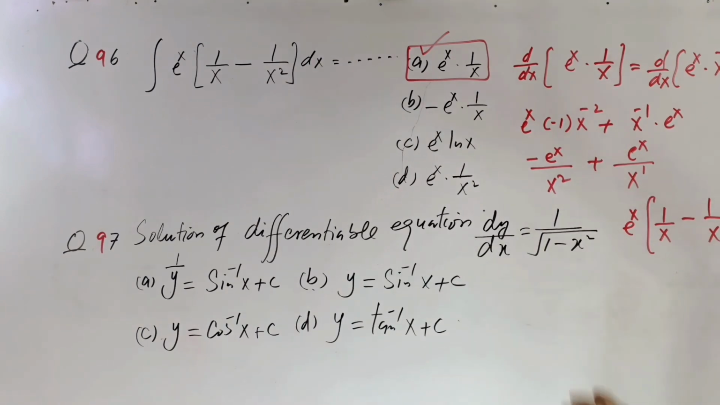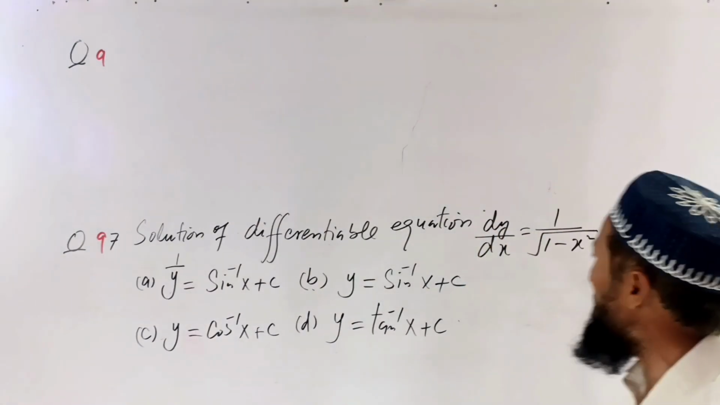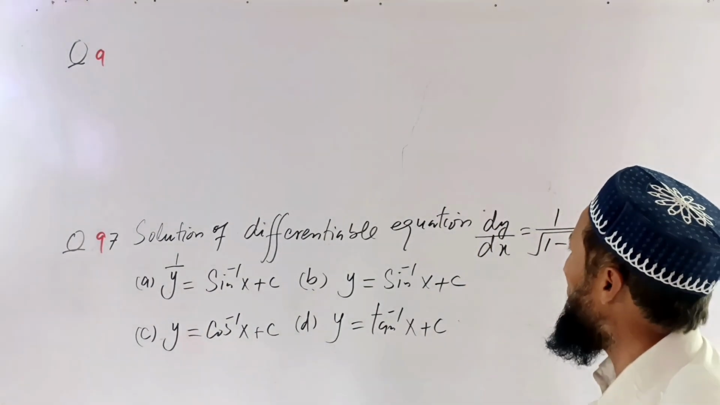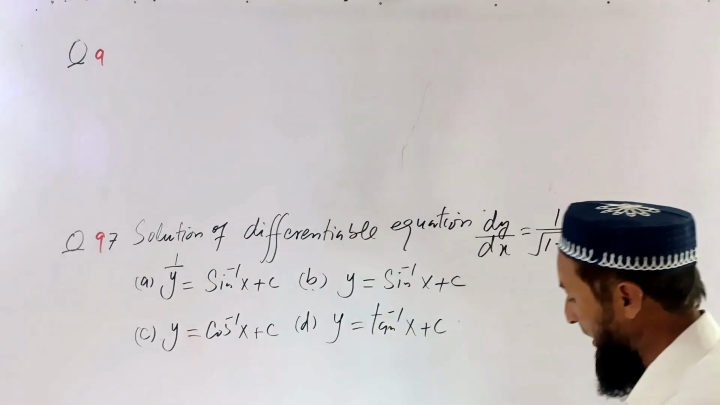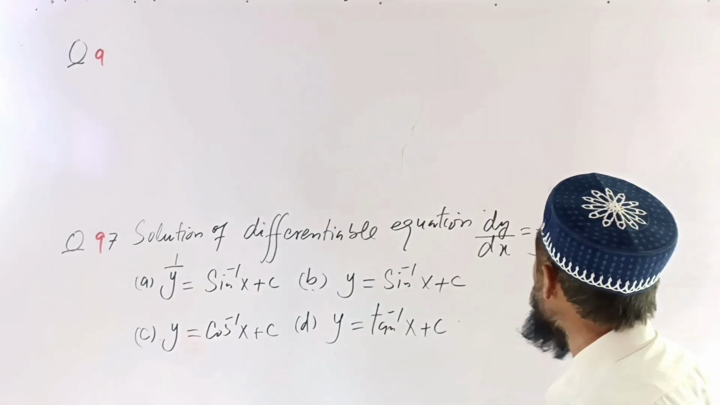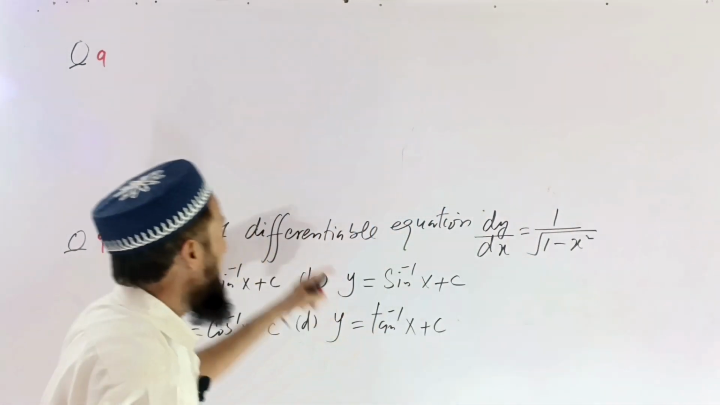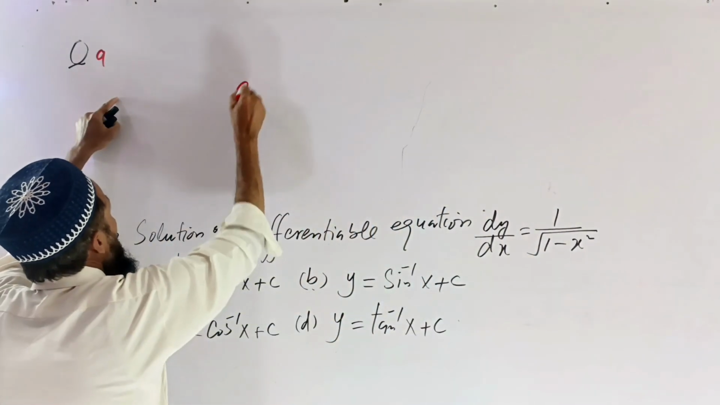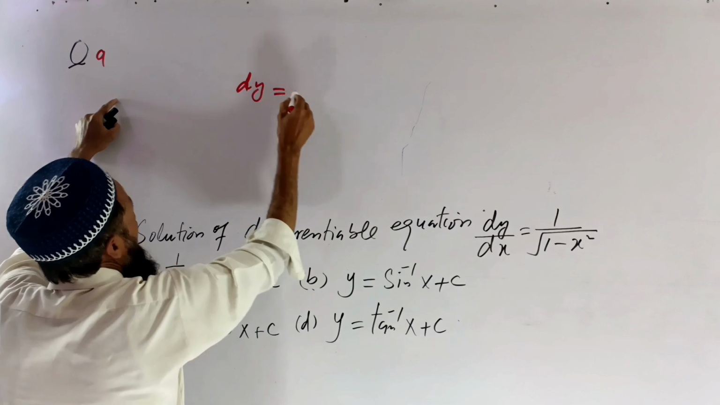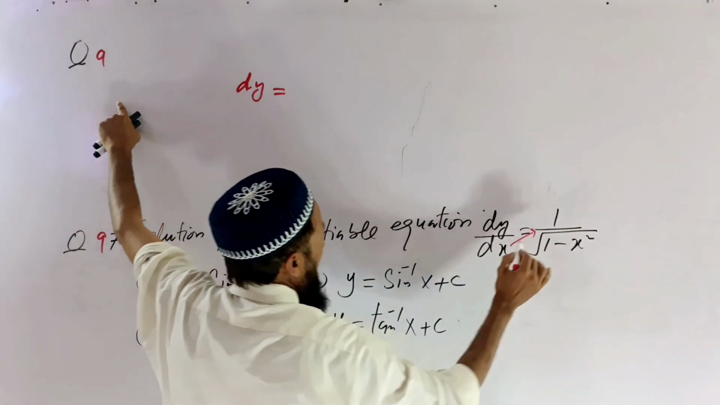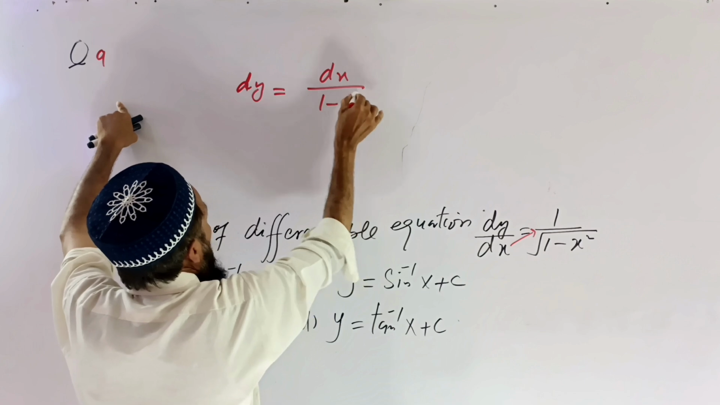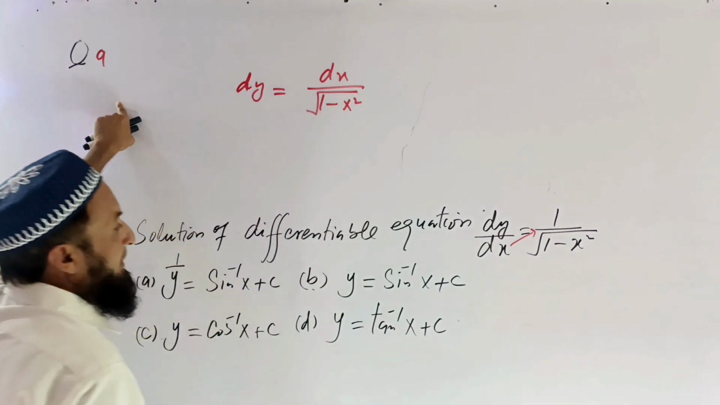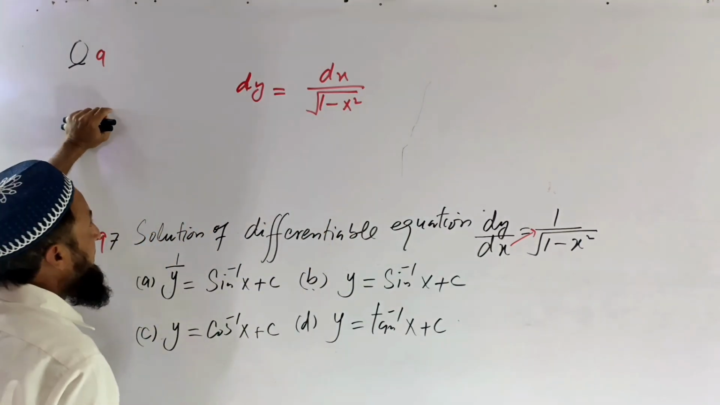Why are we doing this? Because it is a differential equation, which means we are required to find y. We separate the variables of this function, so we can write dy is equal to dx divided by the square root of 1 minus x square. That is called separating the variables.